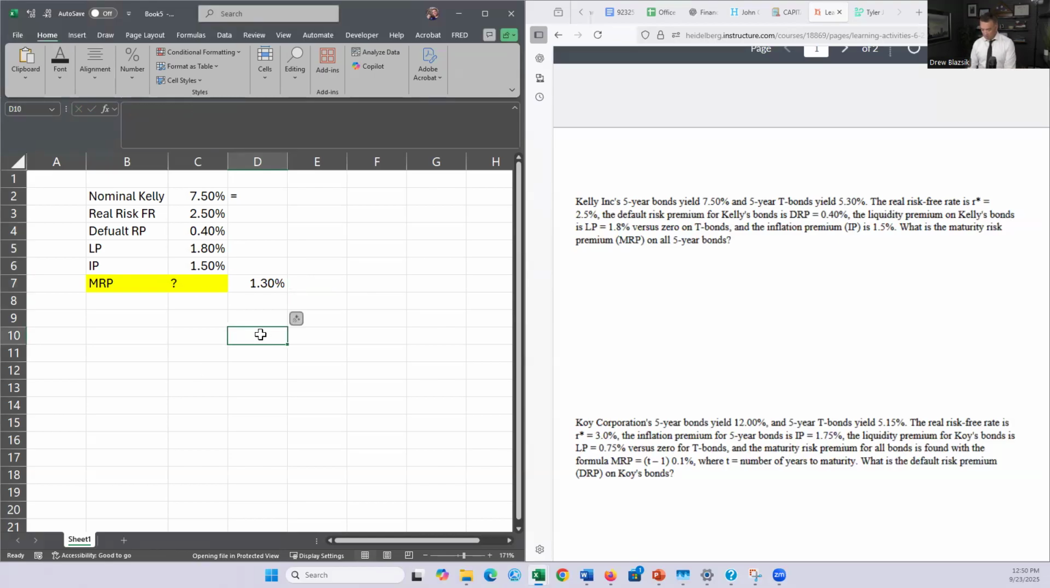If I sum those up, I'm holding down control, and I'm going to add that one in there. That would be 7.5%. So it's pretty simple. Whatever they give you, if you're trying to solve the nominal, all you would have to do is add up those. However, if you're trying to solve any of these, what you're going to do is take 7.5 and then subtract all the numbers they give you. Therefore, the remaining balance must be what you're looking for.